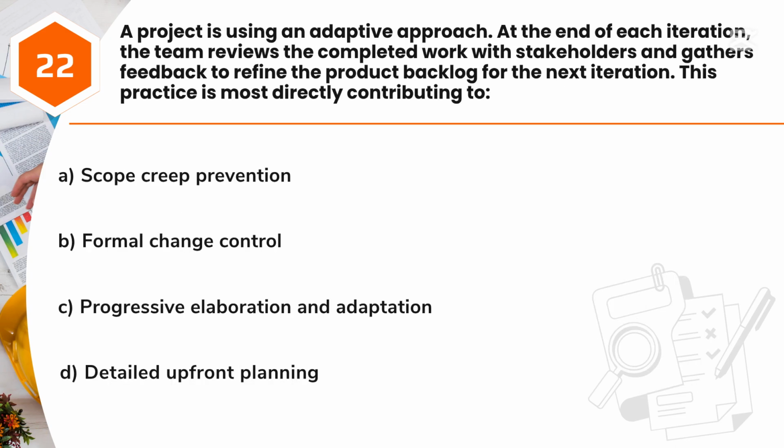Question 22. A project is using an adaptive approach. At the end of each iteration, the team reviews the completed work with stakeholders and gathers feedback to refine the product backlog for the next iteration. This practice is most directly contributing to A. Scope creep prevention. B. Formal change control. C. Progressive elaboration and adaptation. D. Detailed upfront planning.